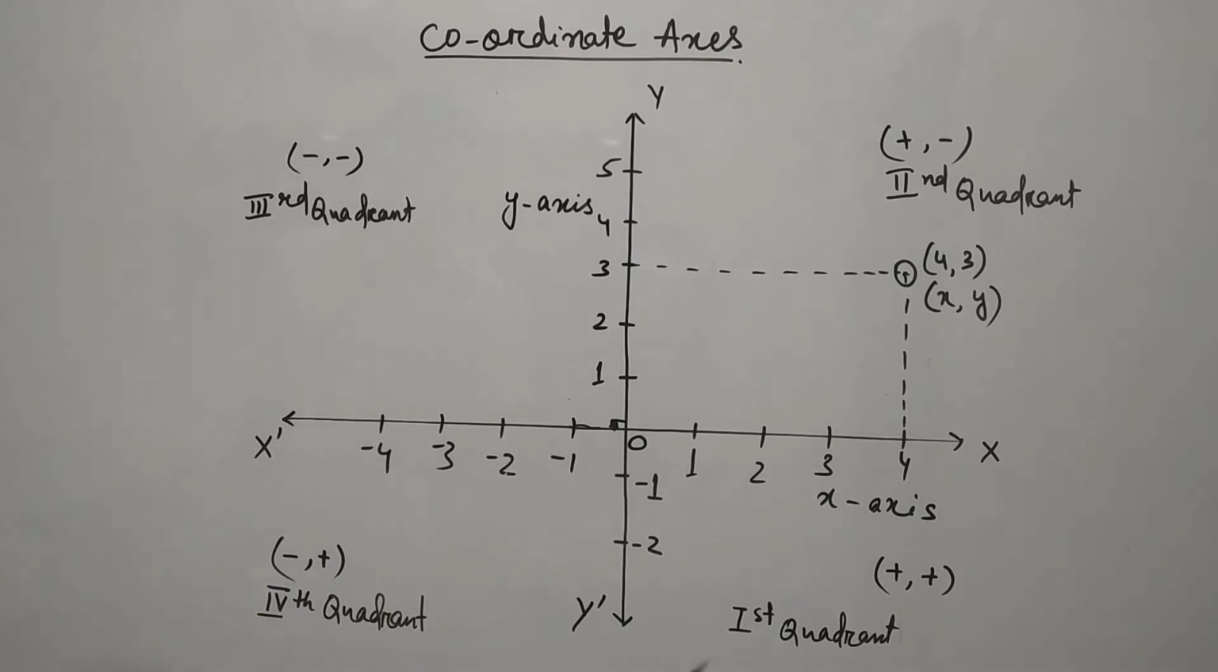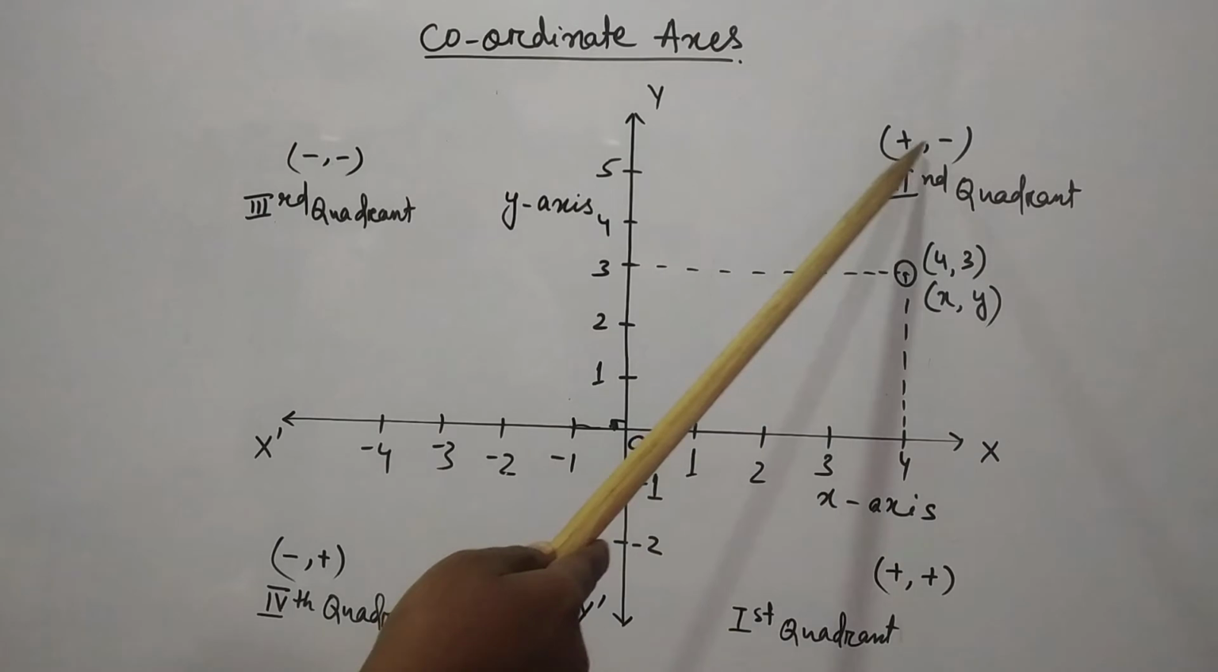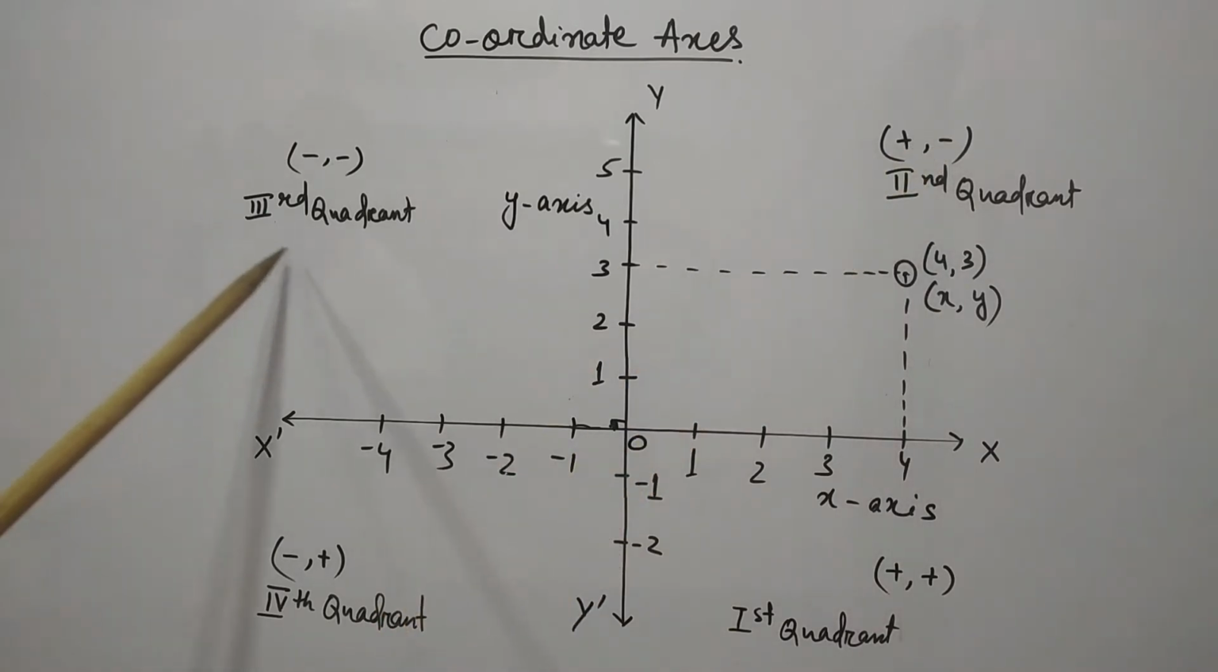Also, you have already learned in the lower classes about the graphical representation. So it is exactly the same thing, where you can see the first quadrant, which is positive positive, the second quadrant negative positive, the third quadrant negative negative, and the fourth quadrant positive negative.